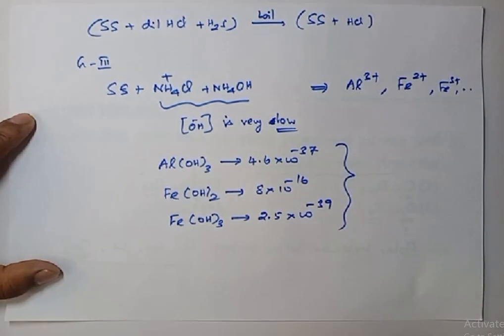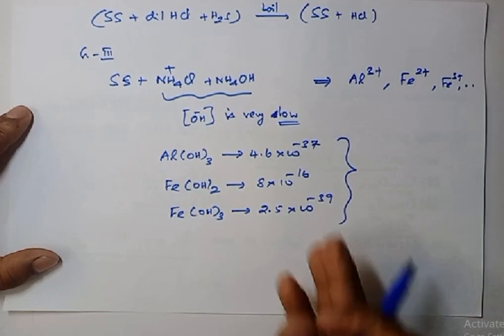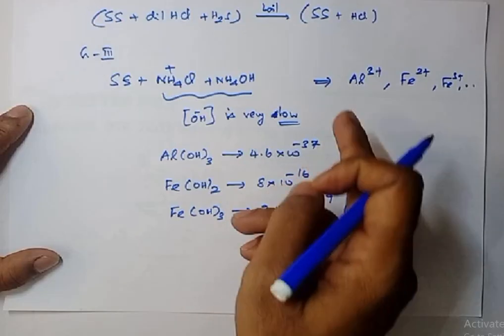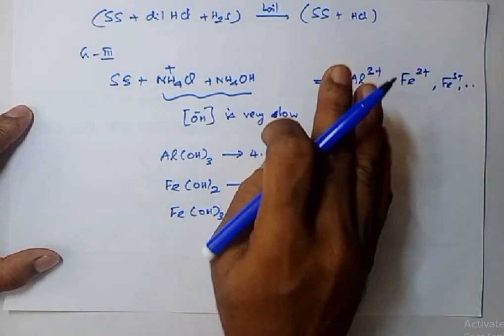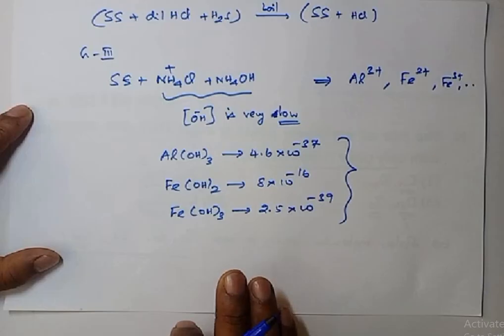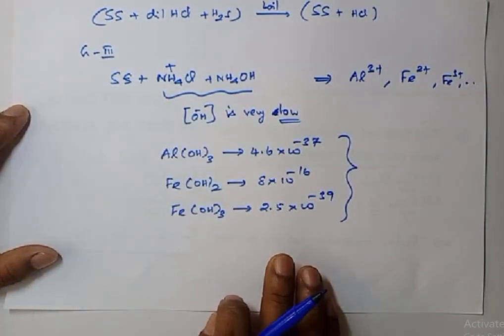See, the values are very, very low. Since the values are very low, these metal ions get precipitated as their hydroxides in group 3. Right?